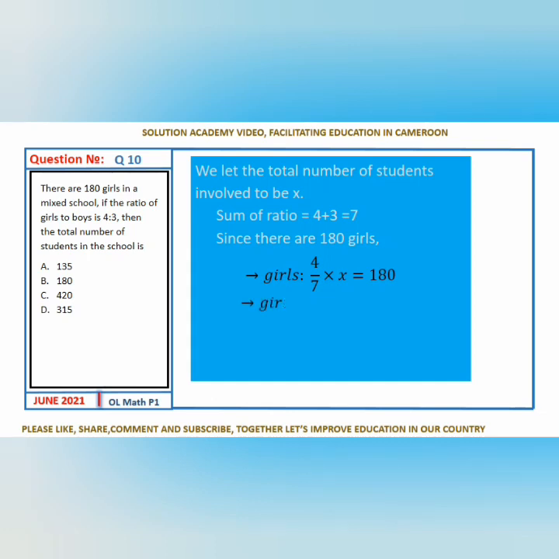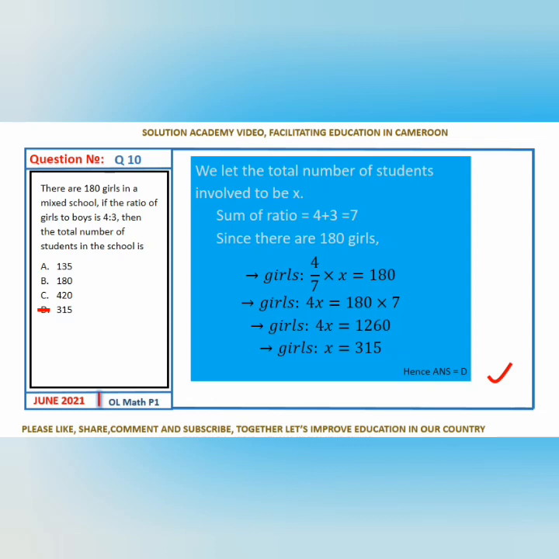So if we have that in mind, then we cross multiply. We're going to have 4x to be equal to 180 times 7, and 4x equals 1260. Dividing both sides by 4 will give us x to be equal to 315. So the total number of students in the school is 315. Implying that from here we can get the number of boys. If the number of girls were 180, then the number of boys automatically will be 315 minus 180. So to this effect, our answer is D.